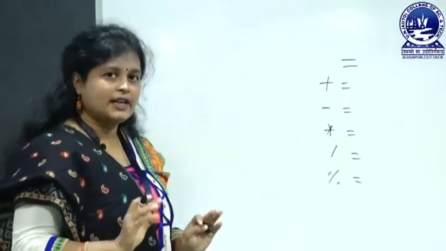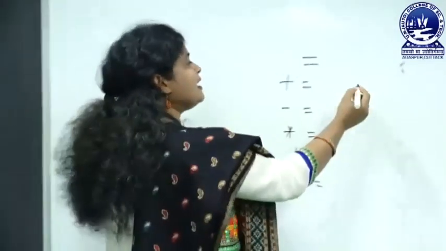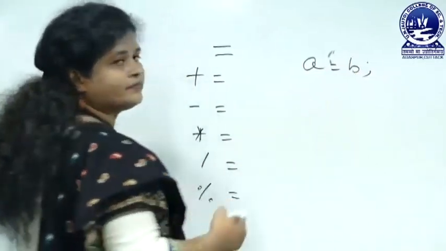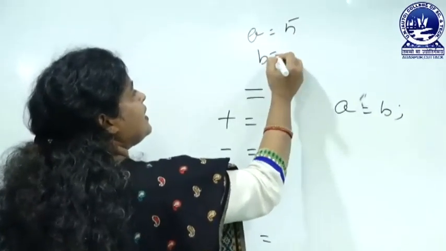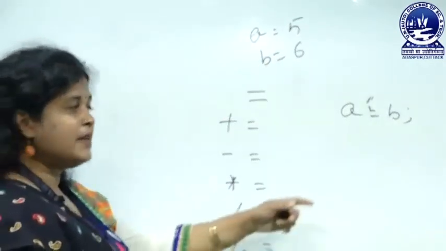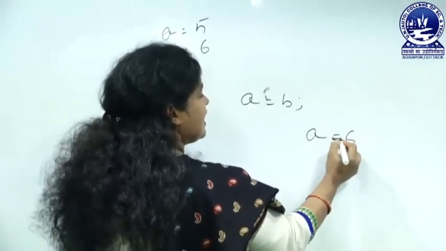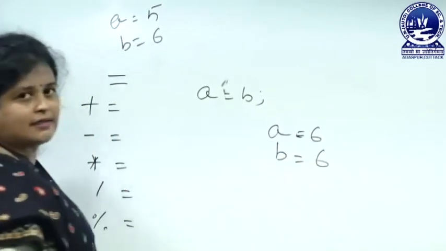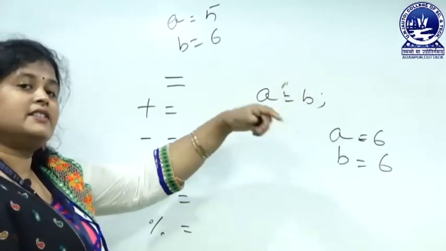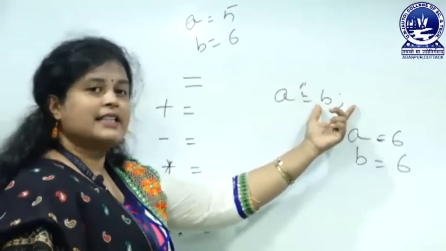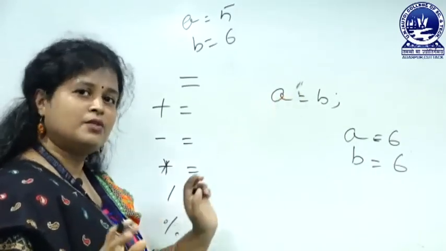How is it working? For example, suppose I have taken two variables a and b, and I am writing a equal to b. Let us assume that a value is 5 and b value is 6. It means that here a will contain 6 and b will also contain 6. It means that the assignment operator just copies the value of the right side towards the left side. It is the job of the assignment operator, all of us know it.